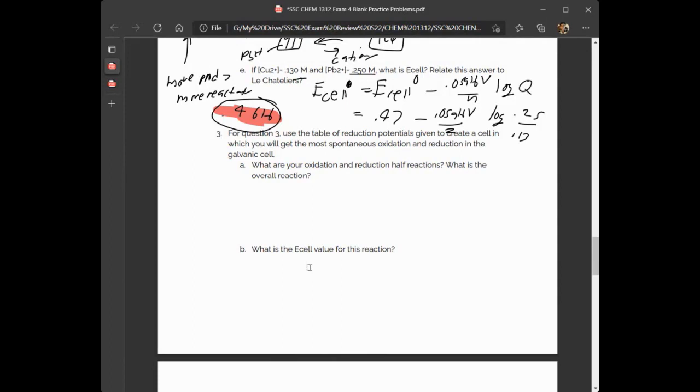Let's take a look at 3. So I'll leave you all to read that problem, and we can work on it a little bit.